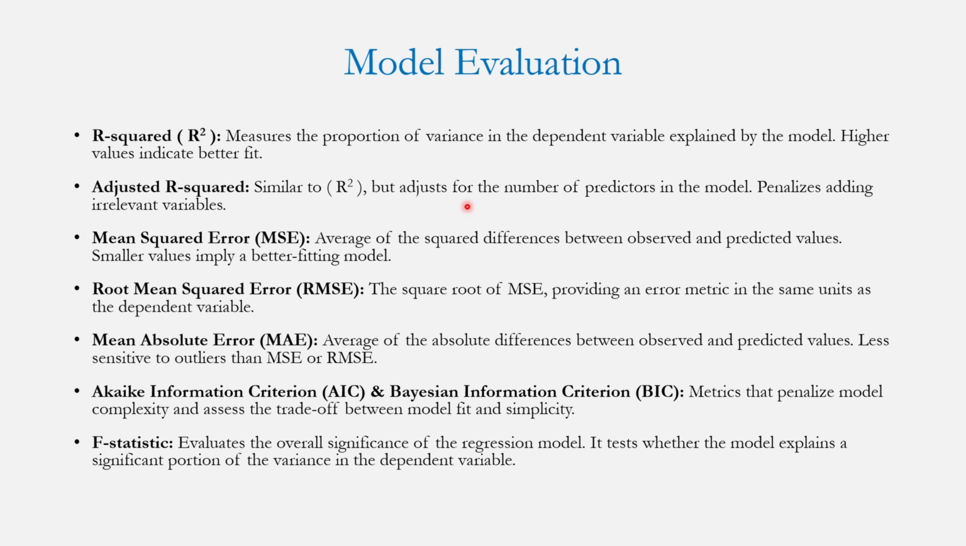We also have mean squared error, which is just the mean of the squared differences between the observed and the predicted. Remember we said yi minus yi hat. And then if you take the square root, it's just the square root of this mean. You can also have an absolute error.